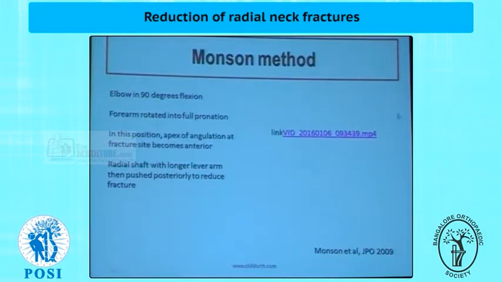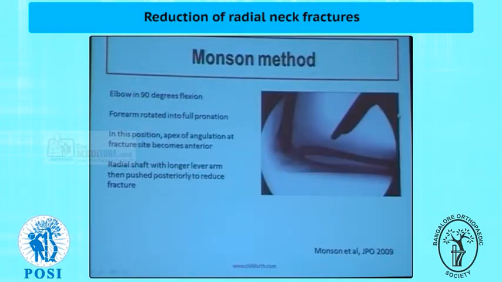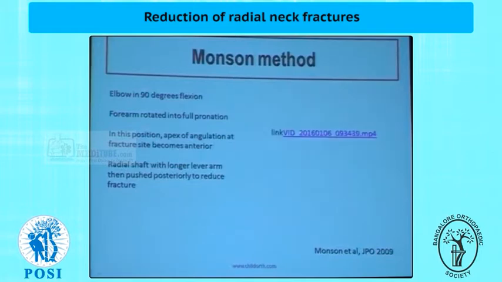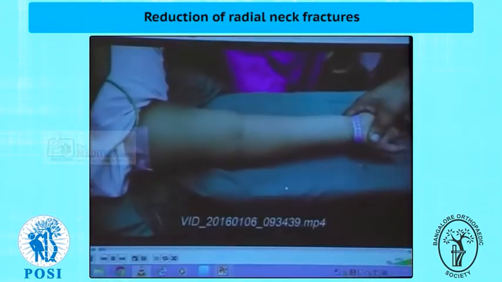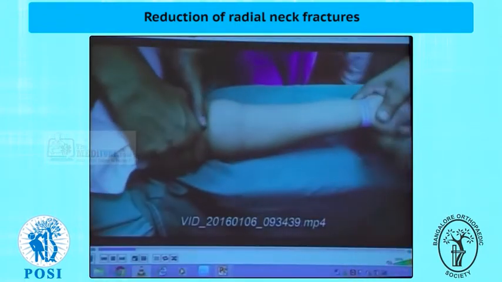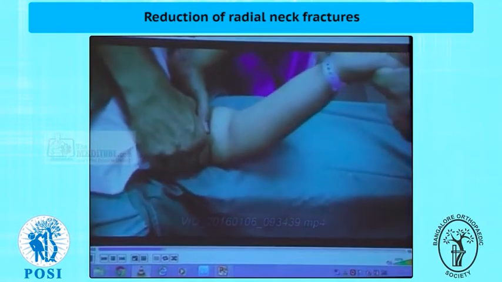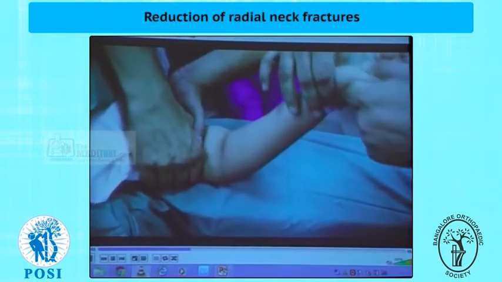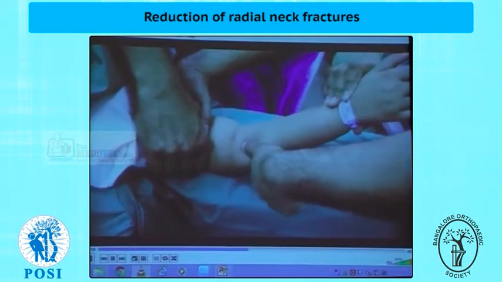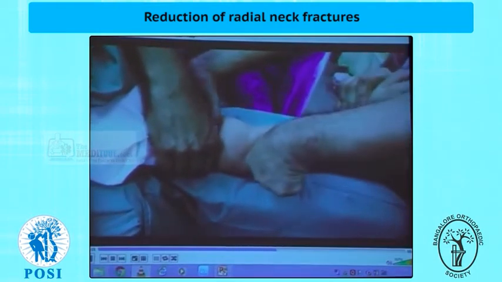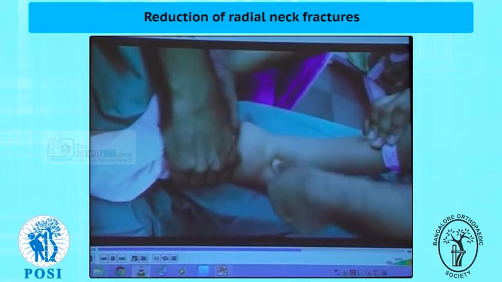So here is a C-arm picture of Monson's method, and here is a video. Elbow in flexion, pronated, and then the radial shaft pushed posteriorly so that the angulation at the fracture site is corrected.